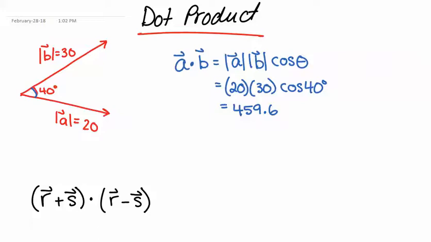And it's important to note that when you do the dot product between two vectors, the answer that you're getting is a scalar quantity. So there is no direction, it's just one number, a scalar.